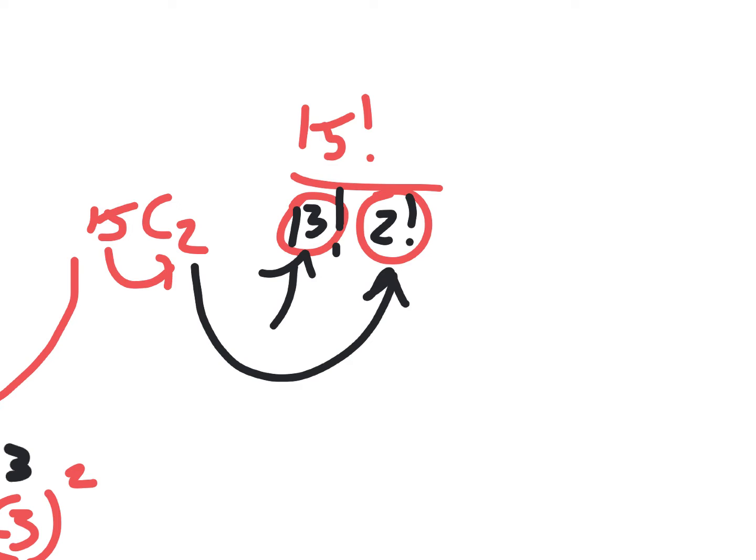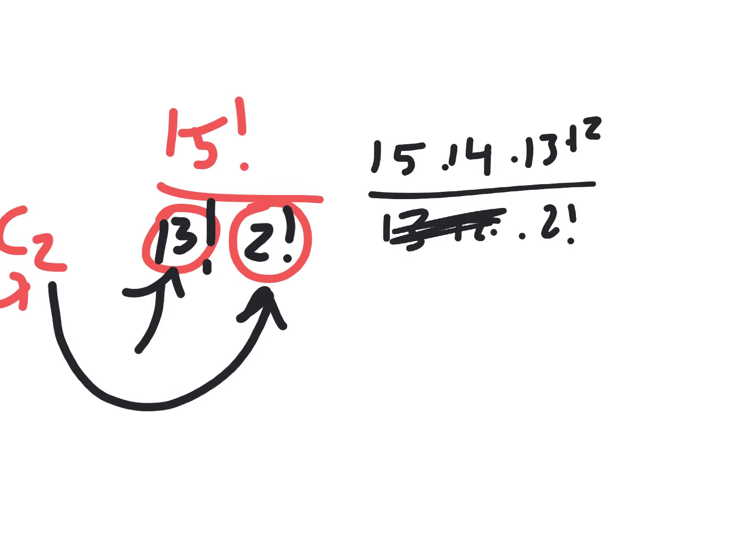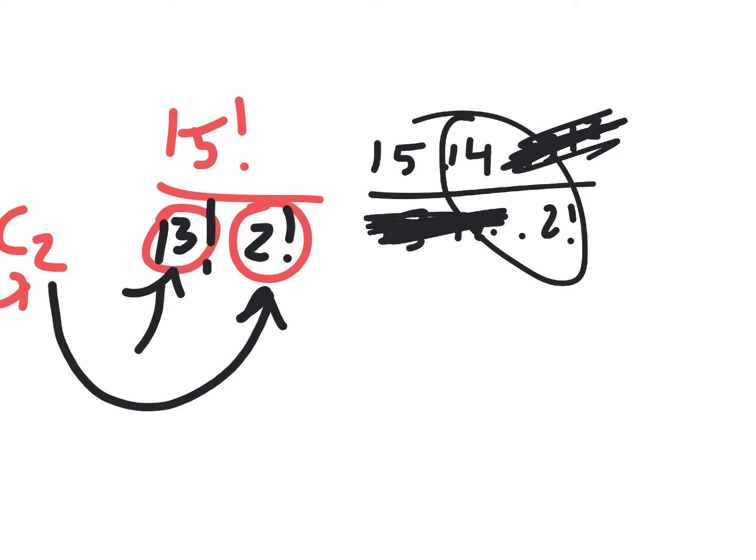So then really, you don't need to do anything complicated on your calculator. You can just go, well, this would be 15, 14, 13, 12, dot, dot, dot, over 13, 12, dot, dot, dot, and then an extra 2 factorial here. And this 13, 12, 11, 10, 9, 8, 7, 6, 5, 4, 3, 2, 1 cancels this 13, etc. And now that and that can cancel.